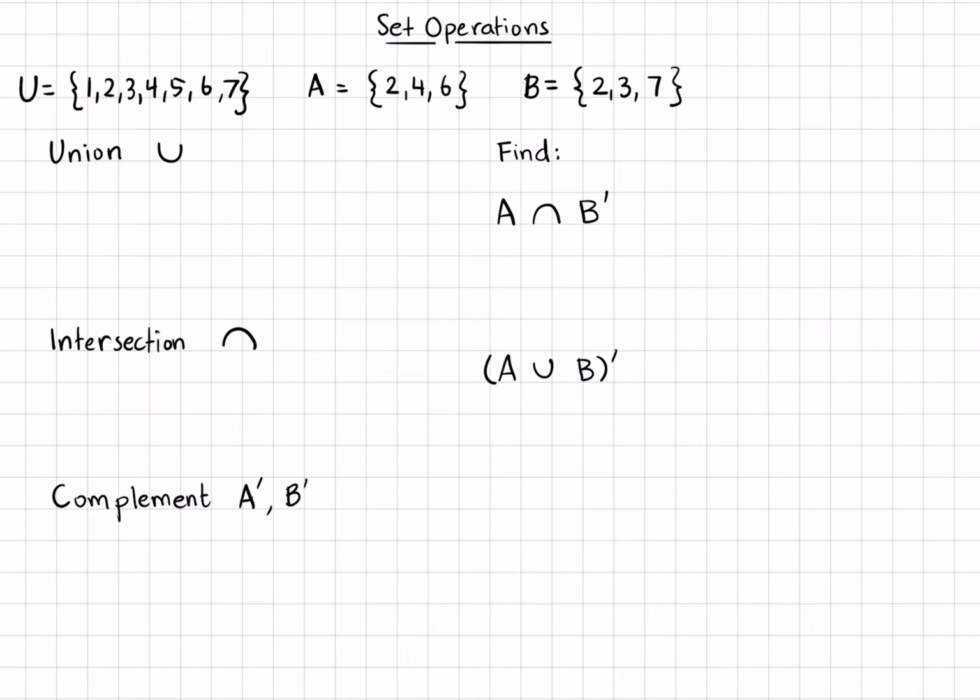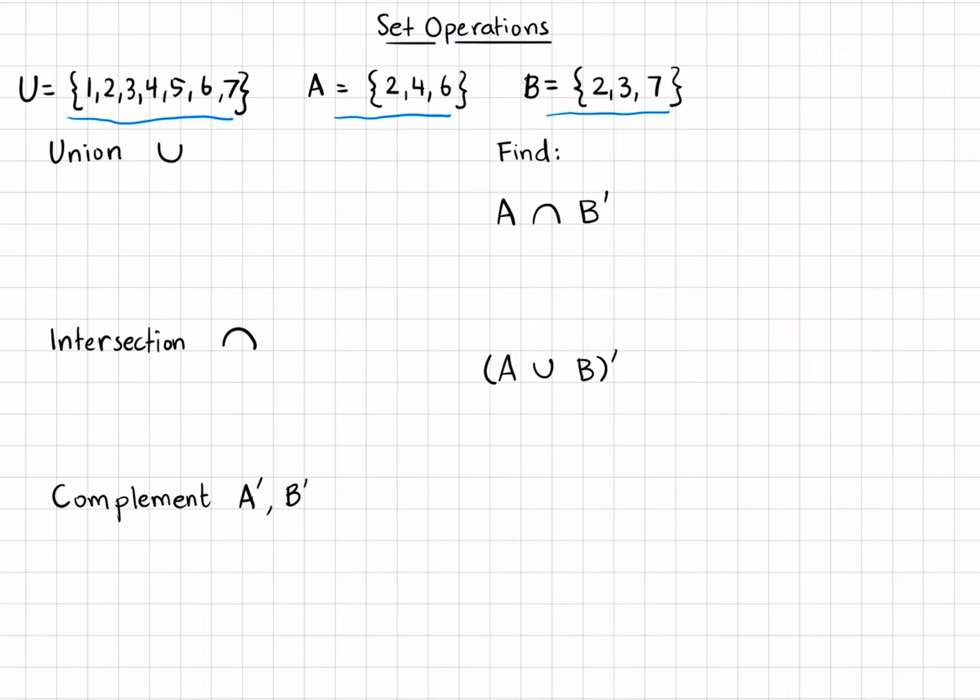Before I begin the video, I want you to just take note of three sets here that I have defined, and we're going to be using them throughout the video. The first set is a universal set made of the elements 1, 2, 3, 4, 5, 6, and 7. The second set is set A that has the elements 2, 4, and 6. And the third set is set B that has the elements 2, 3, and 7.